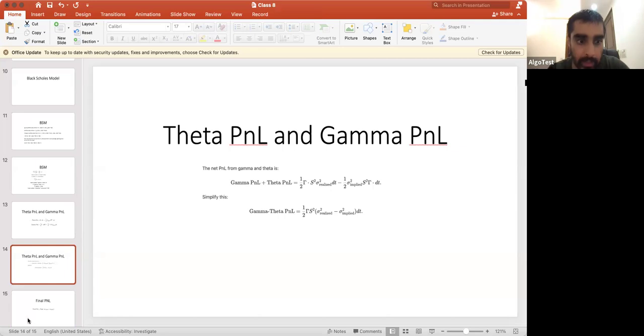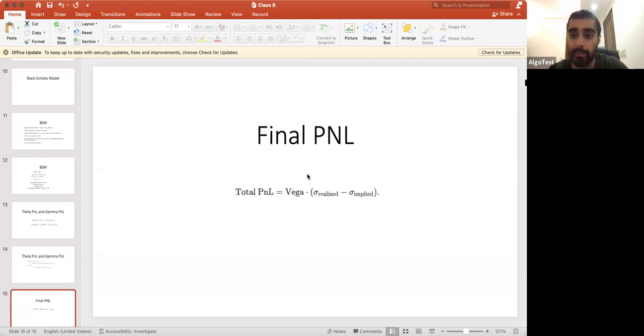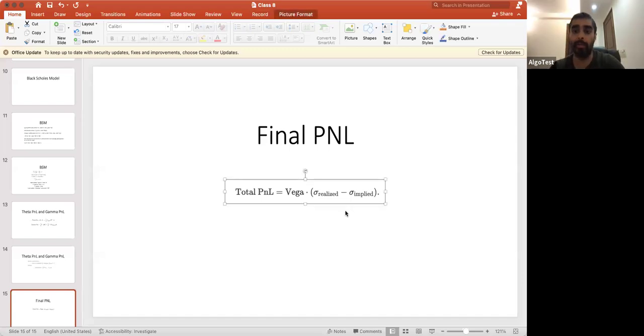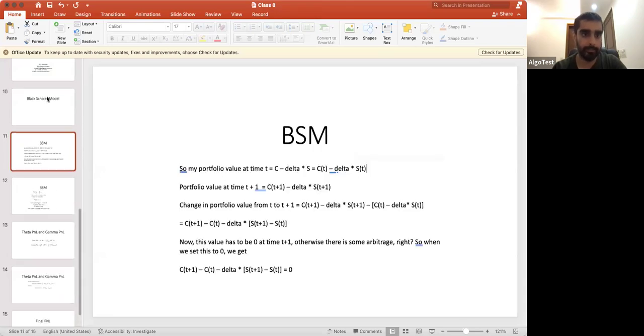Okay. So my final PNL, after some arithmetic I do to this, there's some more maths I can do from here, and my final PNL just becomes this. There is no theta here. There is no gamma here. It just becomes Vega times this, in the case of an option buyer, right? In the case of an option seller, it'll be the opposite of this. It'll be sigma implied minus sigma realized, which is, let me just put it here. Take a second.